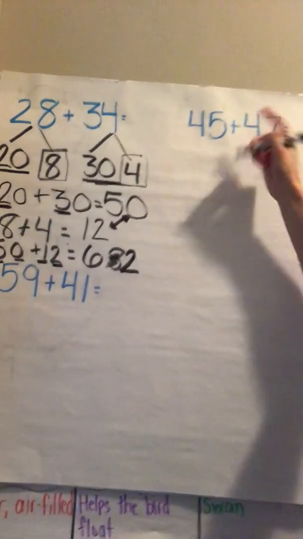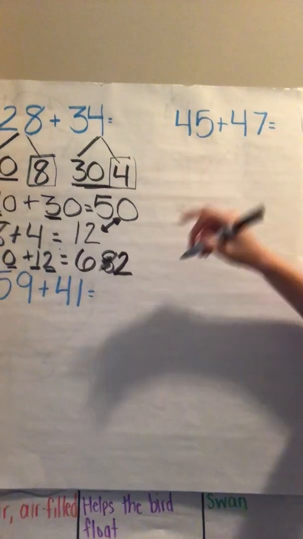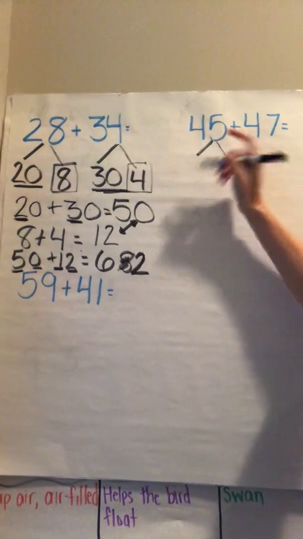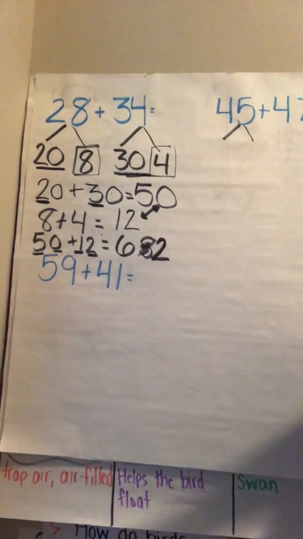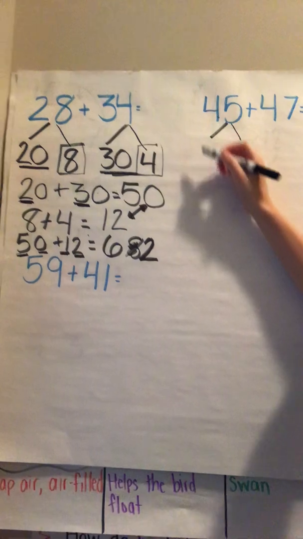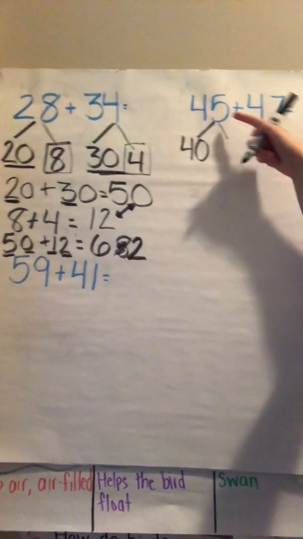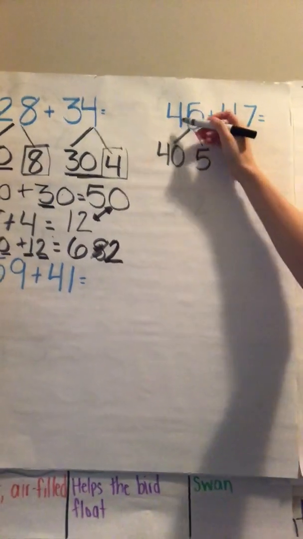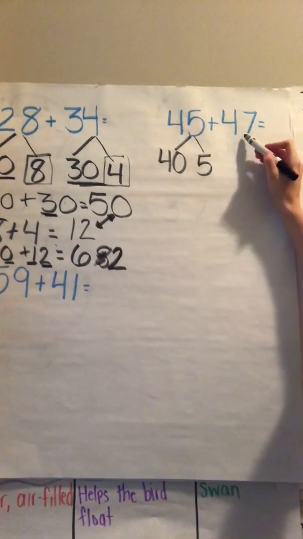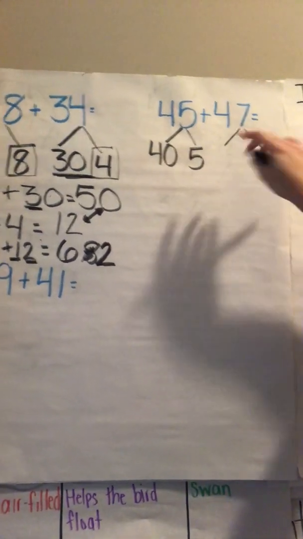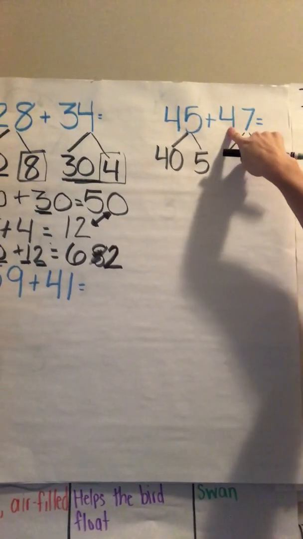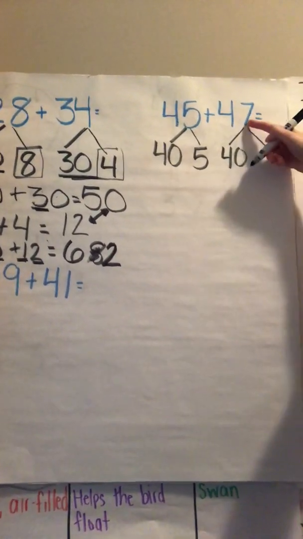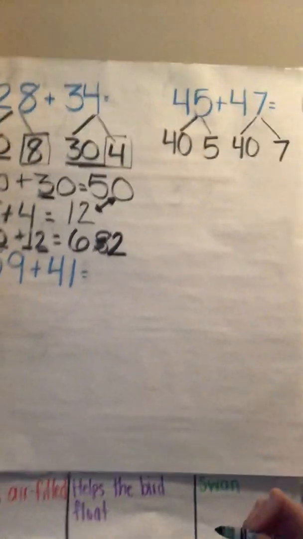Now we're going to do the same thing. So we have 45 plus 47. So we're going to first break it into our tens and ones. So 45, our 4, if we have 4 tens, that really equals 40. And then our ones is our 5. So 45 is 40 and 5. Then we're going to come next door and break down our 47. So when we have 4 tens again, that equals 40, and then we carry down our ones, which is our 7.